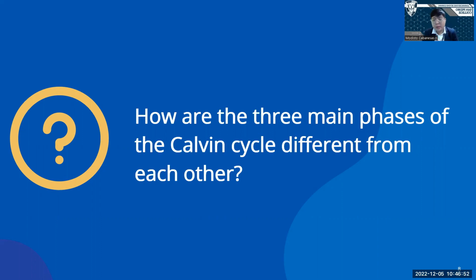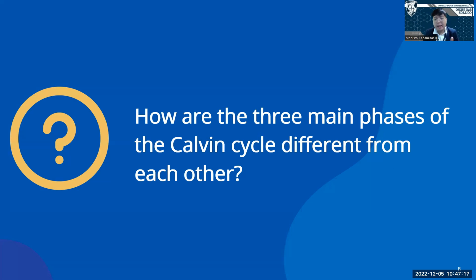Ang phase 1 is what we call the carbon fixation. Then the second phase is what we call the reduction phase. And the third one is what we call the regeneration phase. So, to simplify it, we have first fixation, second reduction, third regeneration. So, yun yung tatlong main phases na yun.